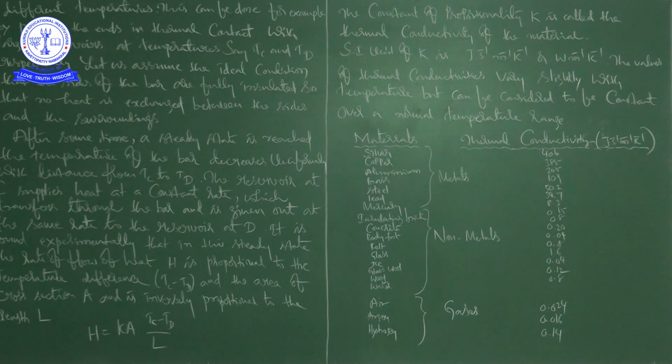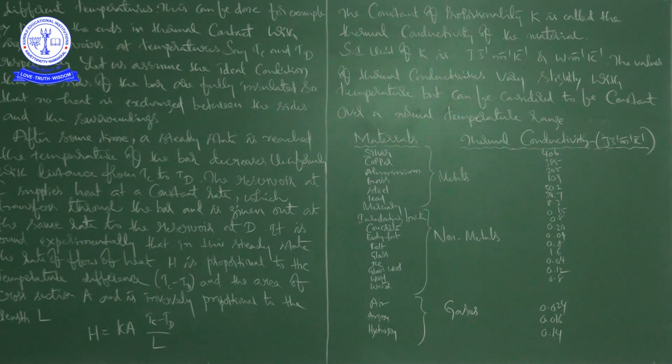After that, the highest value among non-metals is 1.6, ice. 1.6 is the highest thermal conductivity among non-metals. Then gases: air 0.024, argon 0.016, and hydrogen 0.14. So these are the values of thermal conductivity for different materials, like metals, non-metals, and gases.